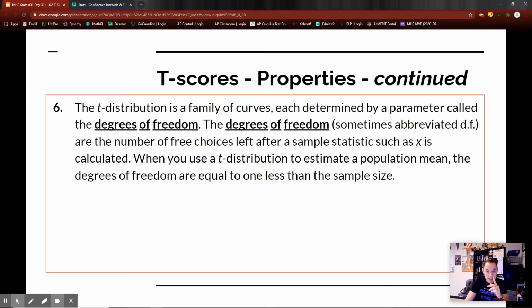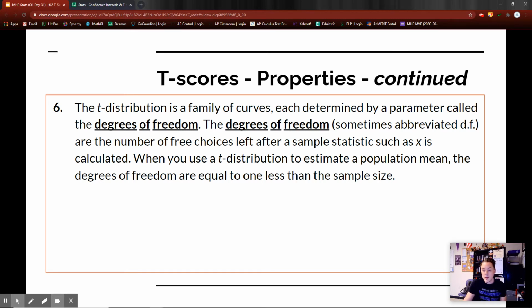Let's continue on these. So the t-distribution is a family of curves. It's a lot of different curves because you don't really know what it could be. So it's a family of curves, each determined by a parameter called the degrees of freedom.